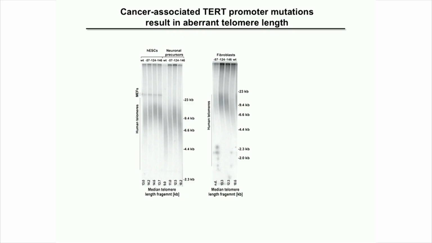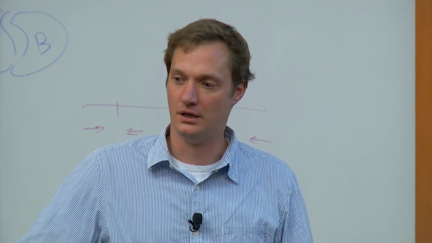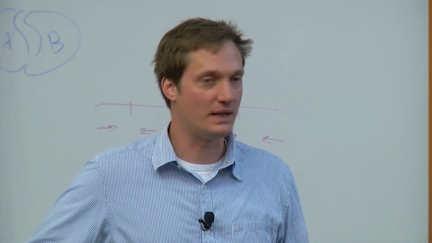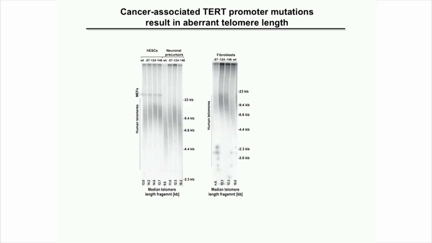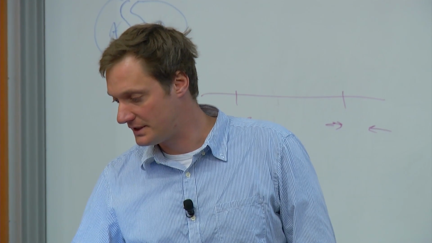And if we do this in human ES cells, we find that the TERT promoter mutations only confer a very slight increase in telomere length. This is expected because the TERT levels are only slightly increased in those cells compared to wild-type cells. However, if we look at neuronal precursors or at fibroblast cell lines, we find a pronounced difference in telomere length between wild-type neuronal precursors that have only low telomerase activities and any of the cell lines that carry the TERT promoter mutations.